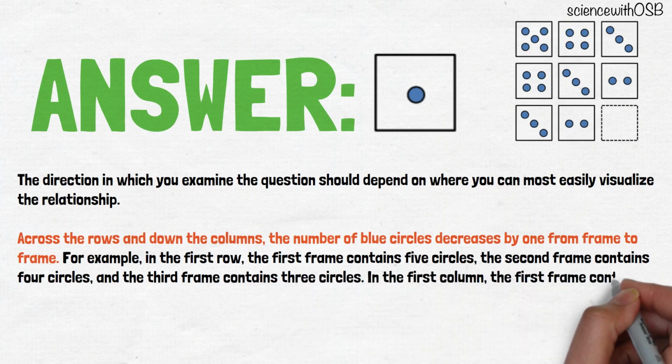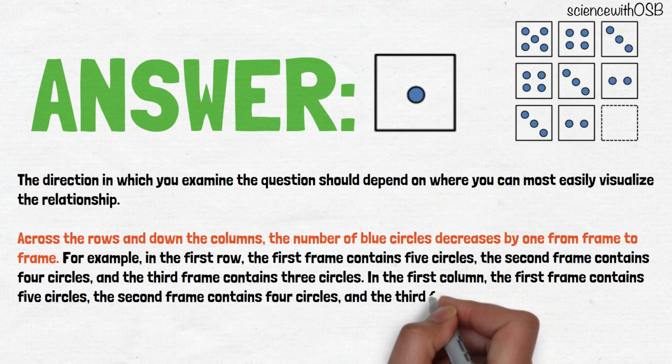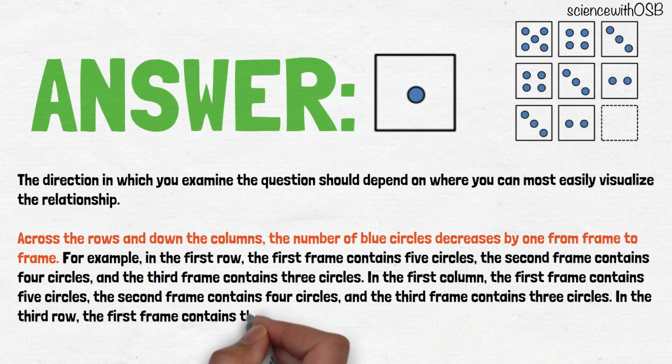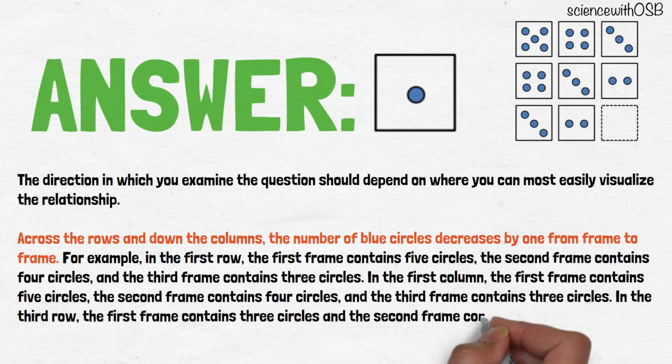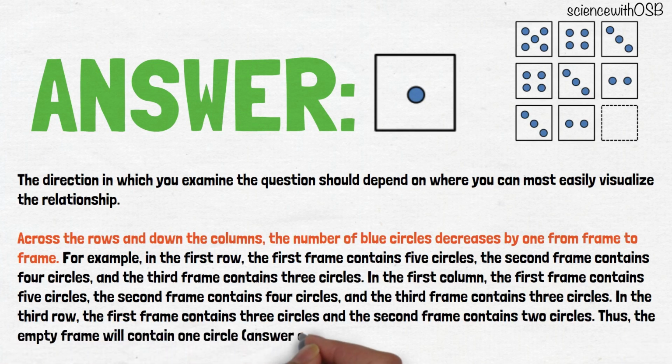In the first column, the first frame contains 5 circles, second contains 4, and third contains 3 circles. In the third row, the first frame contains 3 circles and second frame contains 2 circles. Thus, the empty frame will contain 1 circle, which is answer choice 5.